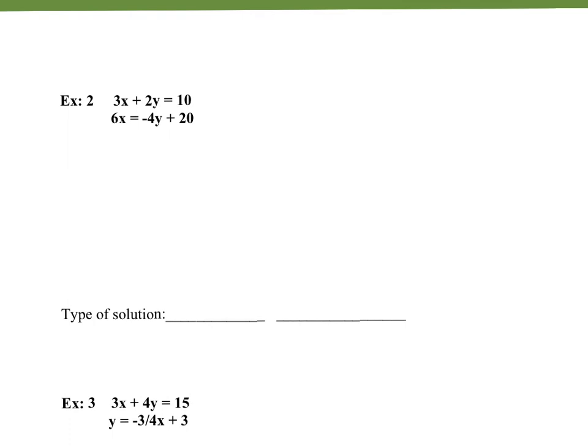So, which one do I want to solve for y? Top one, let's do it. So 3x plus 2y equals 10. How do I get y by itself? Subtract 3x. So 2y equals negative 3x plus 10. Now what?